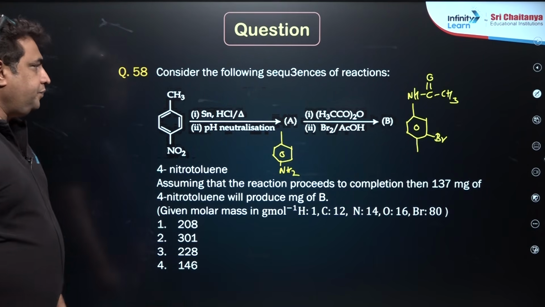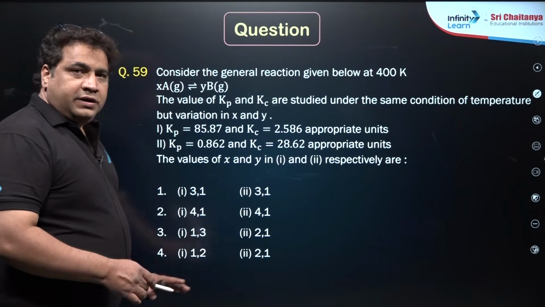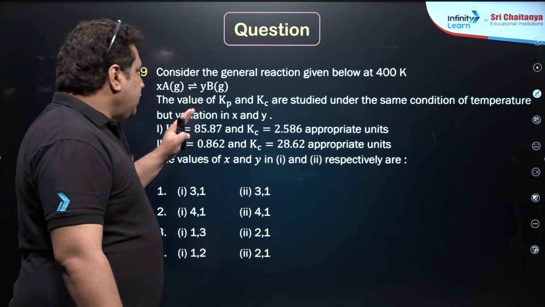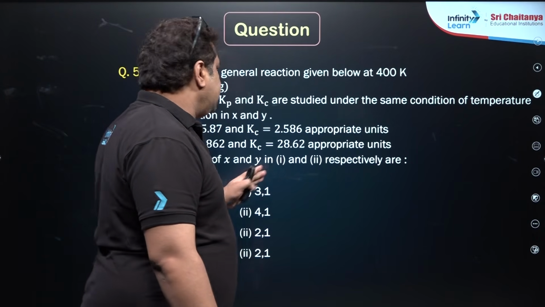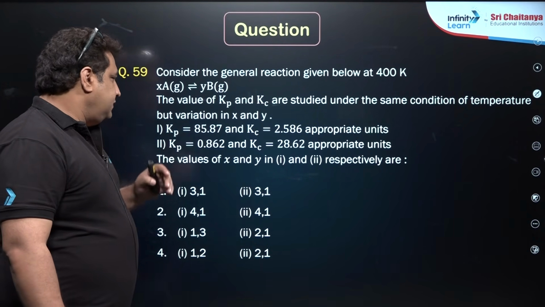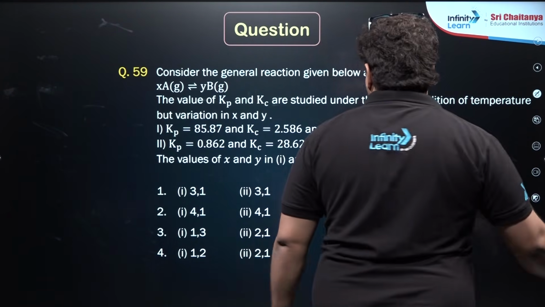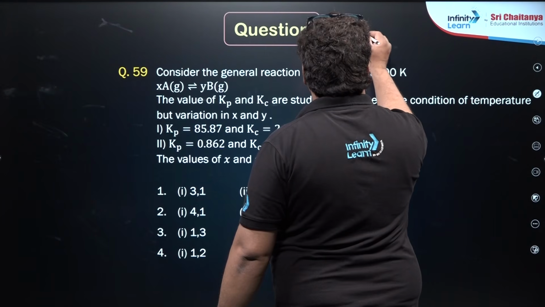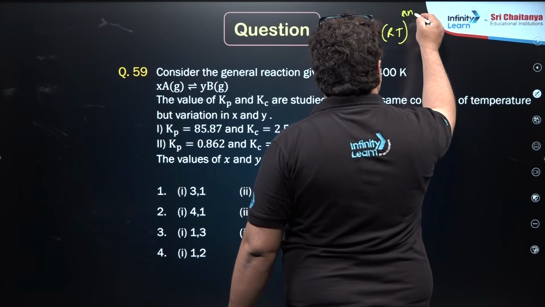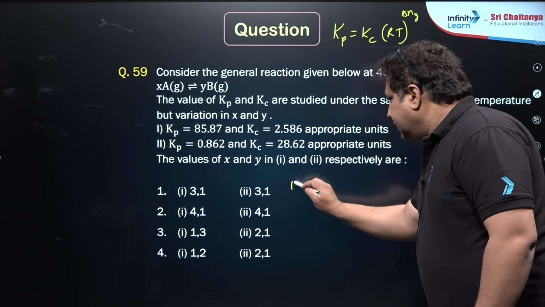Okay, dear students. Now, two different reactions are given here, X and Y. The values of Kp and Kc are studied under the same conditions of temperature by varying X and Y. Kp is given for one condition, Kc is given. So in general we know that Kp is equal to Kc (RT) to the power delta Ng. Now you have to find delta Ng, right.